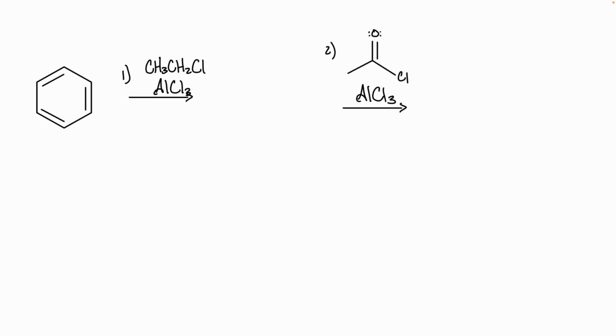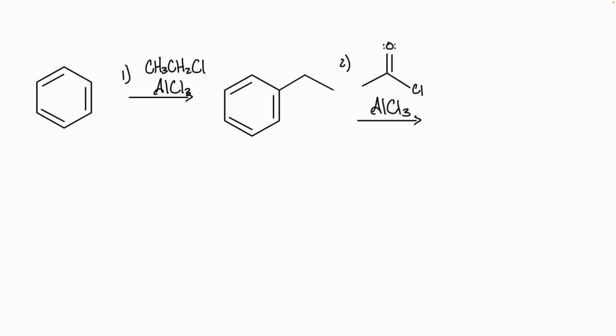Okay, these are these Friedel-Crafts reactions. The first one is a Friedel-Crafts alkylation reaction. I'm going to be putting this alkyl group on my ring since I'm using a 2-carbon alkyl halide. That means I need a 2-carbon alkyl group on here, an ethyl group. And then the second reaction I'm going to follow it up with is a Friedel-Crafts acylation reaction.